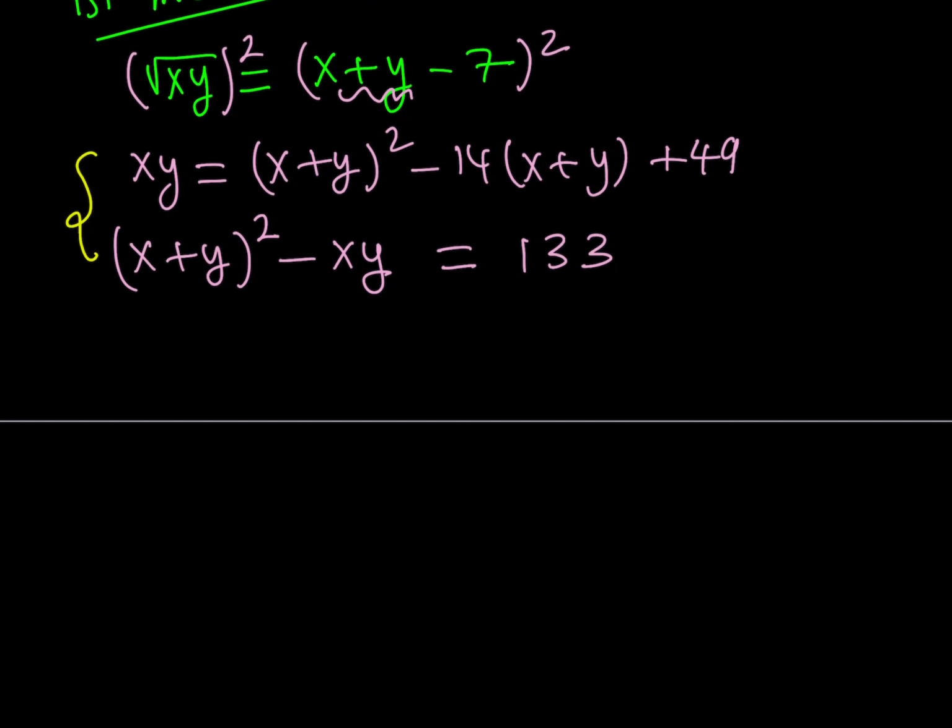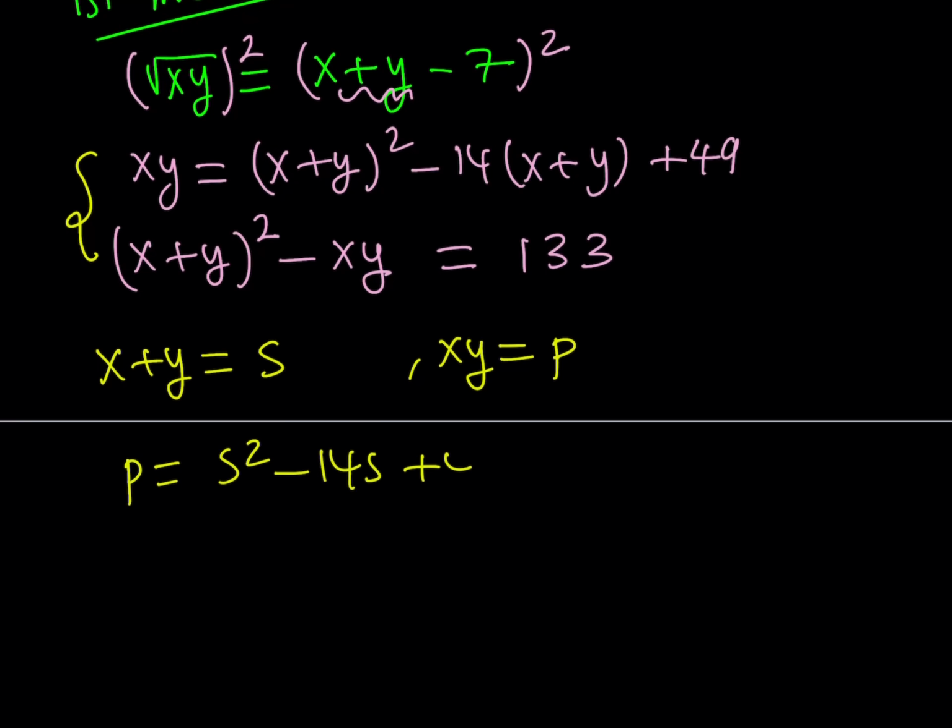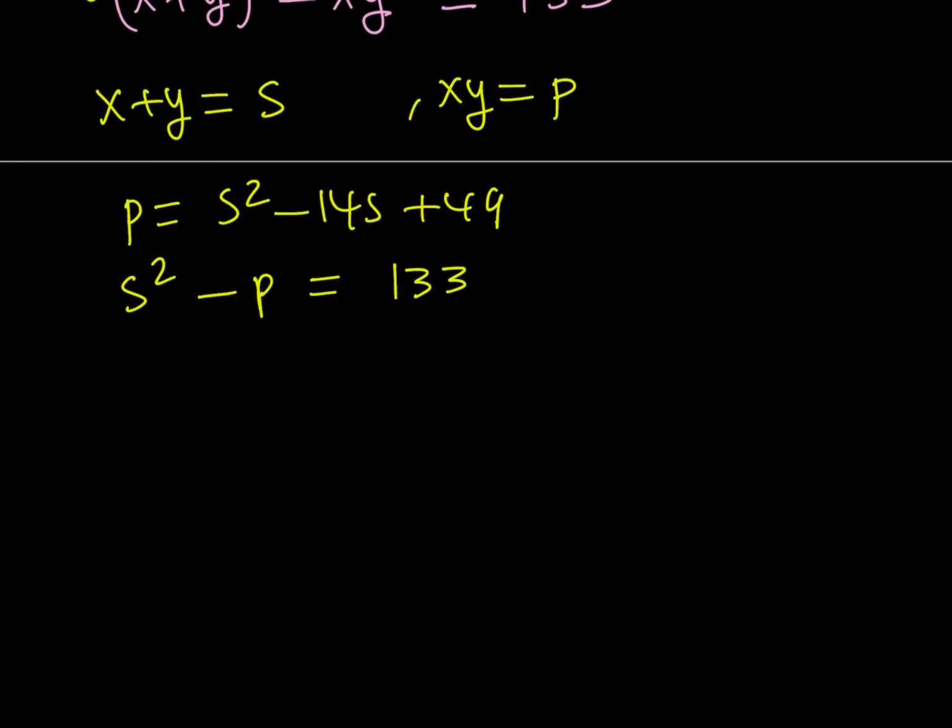So I'm going to call x plus y s, for sum, and xy I'm going to call p, for product. And then I get the following: p equals s squared minus 14s plus 49. The second equation gives me s squared minus p equals 133. Since both of these equations have p as a linear term, with no squares, only first powers, we can just set them equal to each other.